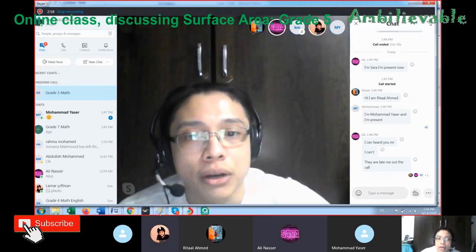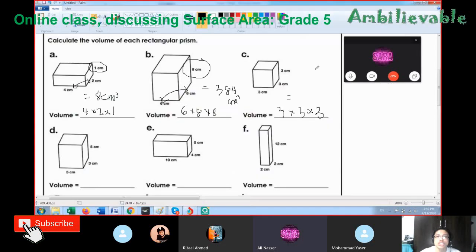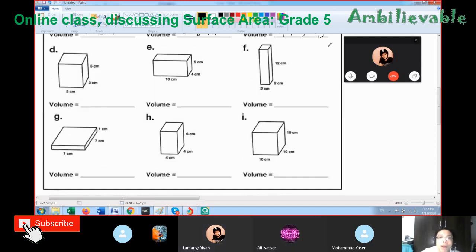Yes. Okay. So look at this one, letter C. If you have 3 by 3 by 3, or 3 times 3 times 3, what would be your volume? Equal 27. 27 what? 27 centimeters cube. What is your height? What is the height of your figure? 3. Very good.